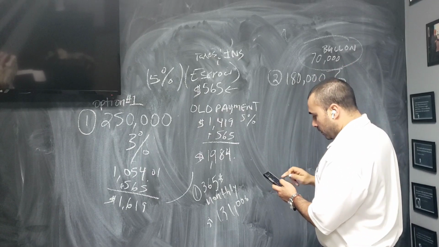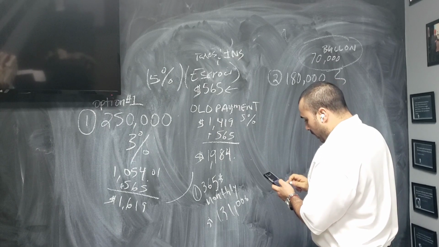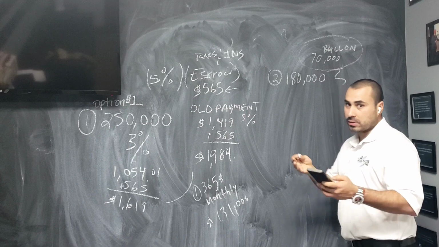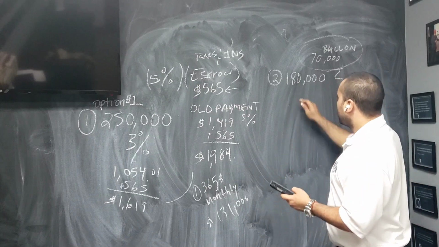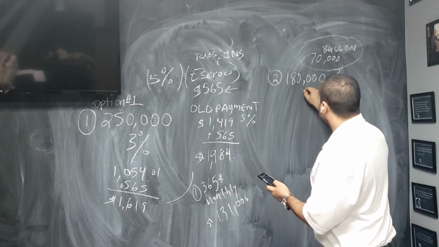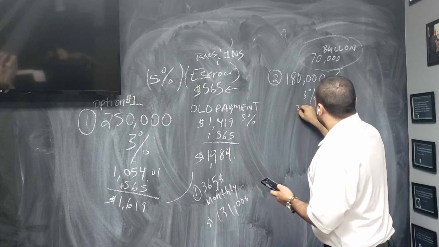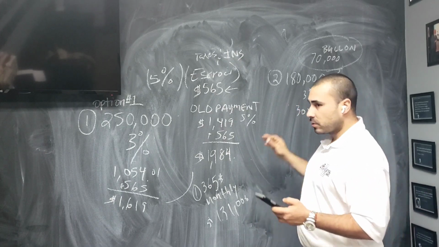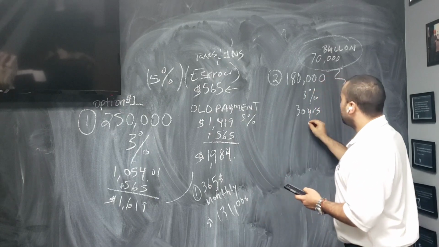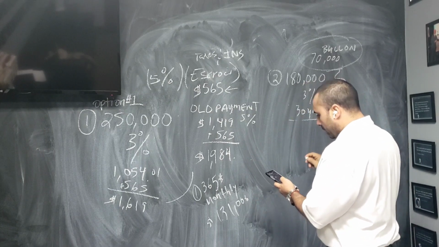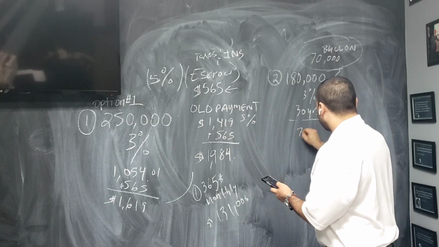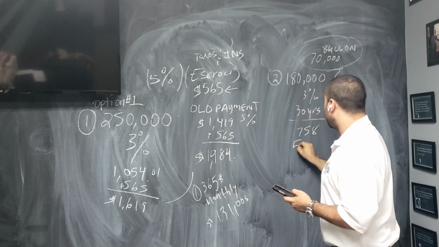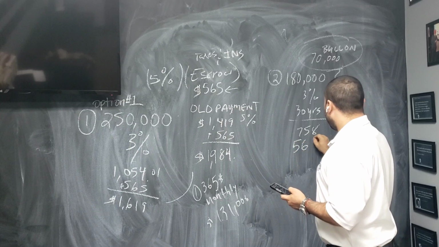So 180,000, and they give you the same rate, 3%. The rates could be lower by the time this is all said and done because Donald Trump has to give a stimulus. Okay, so 180,000, 3%, 30 years. Now you're saying, oh, well, I've been paying the house for 5 years. Don't worry, we'll get to that right now. So 180,000, 3%, the payment $758. We do the same thing. We add your taxes and insurance, 565.